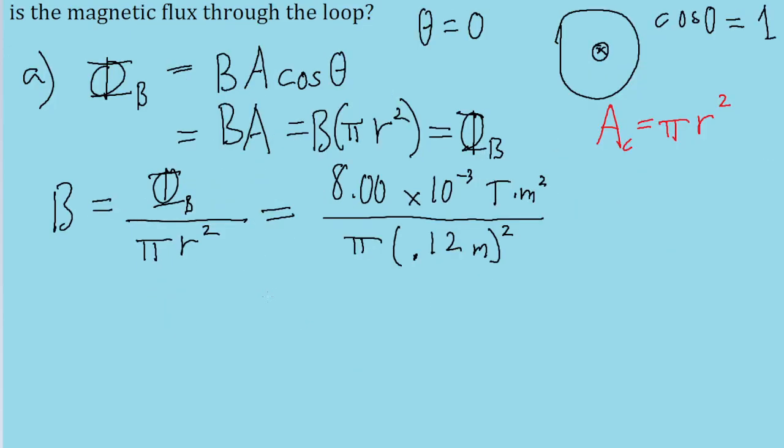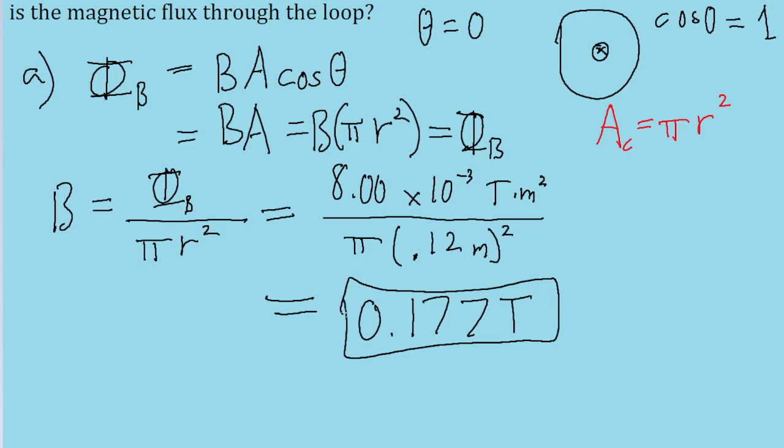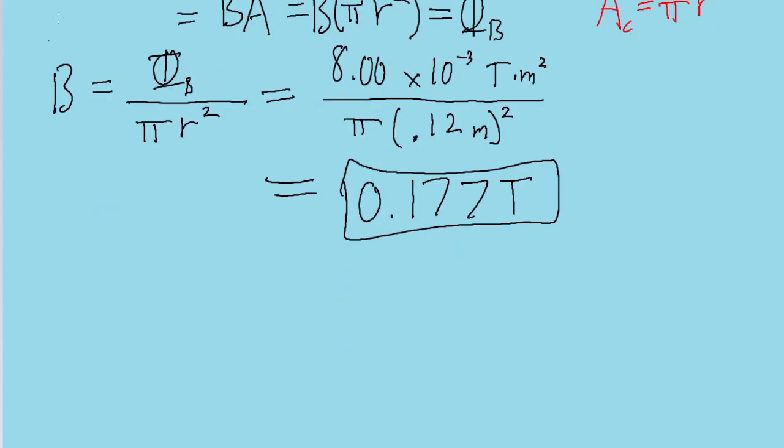And if we put that into a calculator, then we find a value for the field strength of approximately 0.177 Teslas. And that is the field strength, and therefore the answer for part A. Now let's look at part B. Let me try writing that in a neat way.